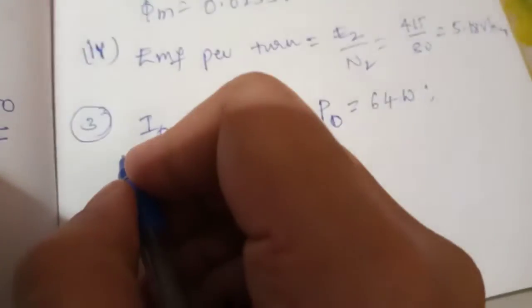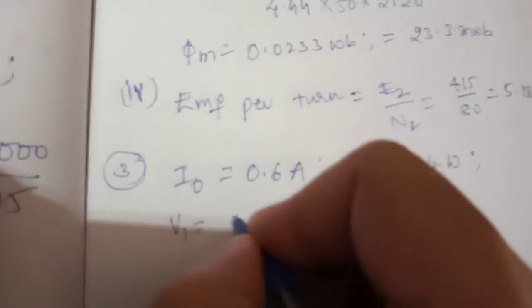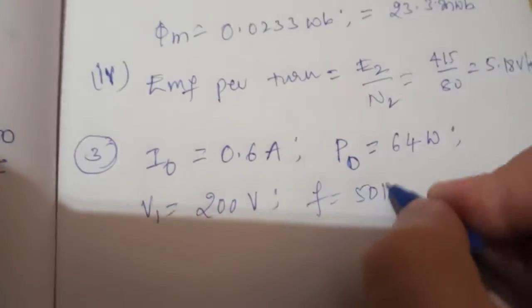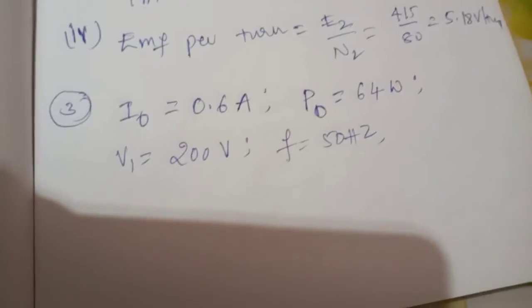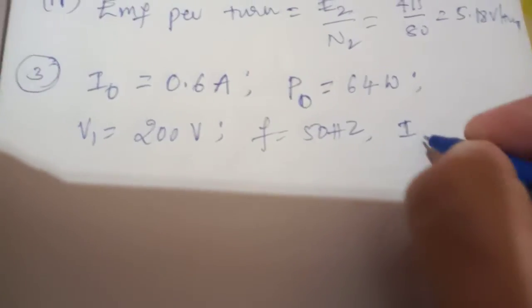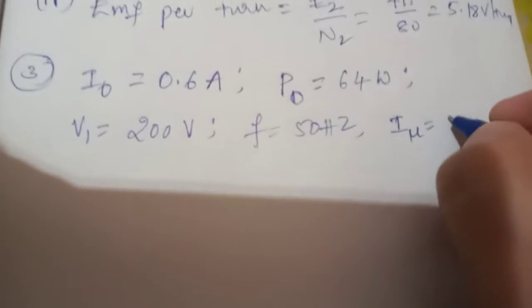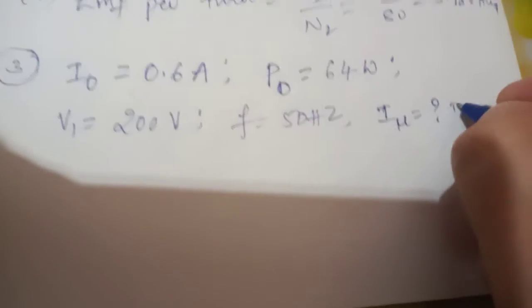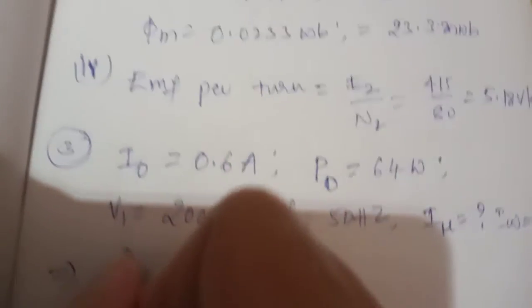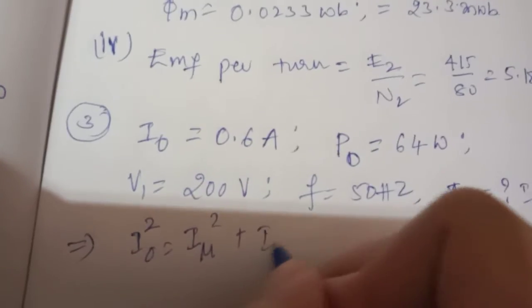When the primary is connected to its normal supply, V1 is equal to 200 volt and f is 50 hertz. The secondary is open, meaning no load is connected. Find the magnetizing and iron loss currents: I mu is the magnetizing component and I omega is the core loss component. We have the formula I0 squared is equal to I mu squared plus I omega squared.